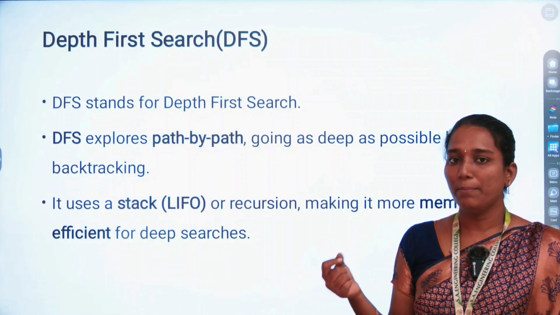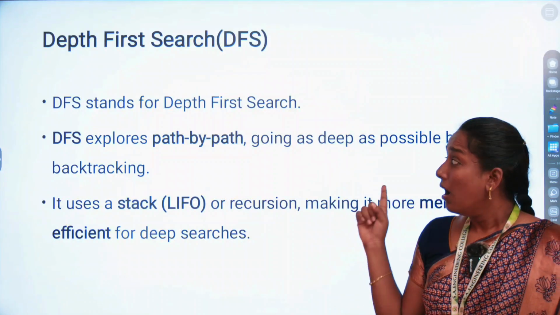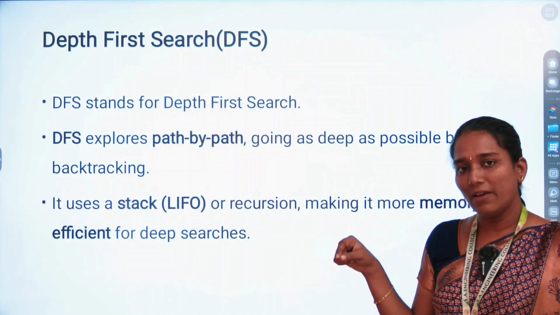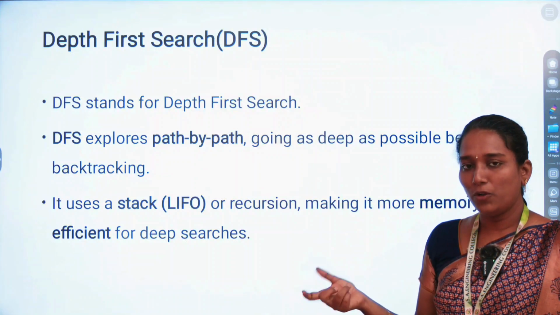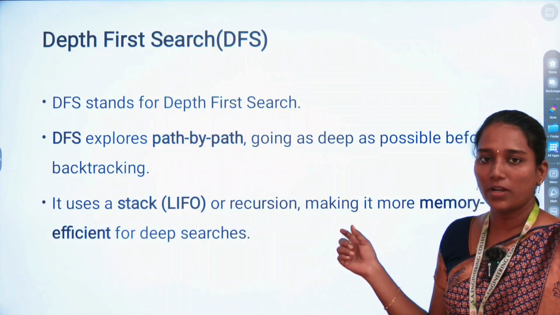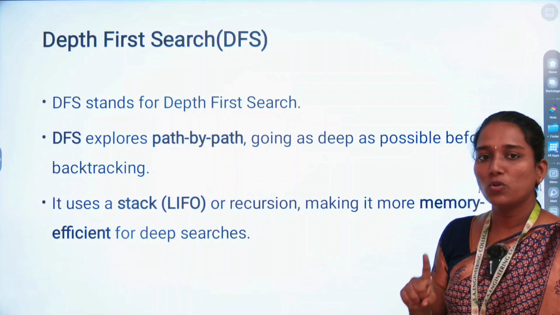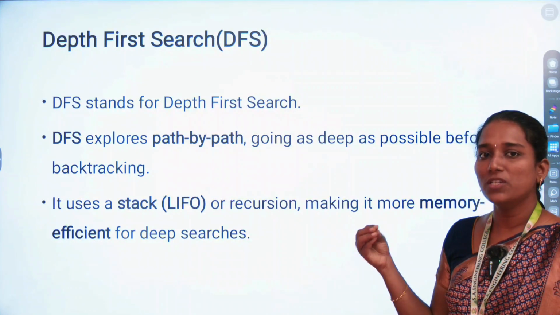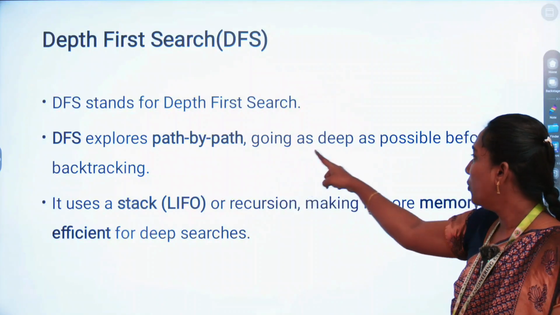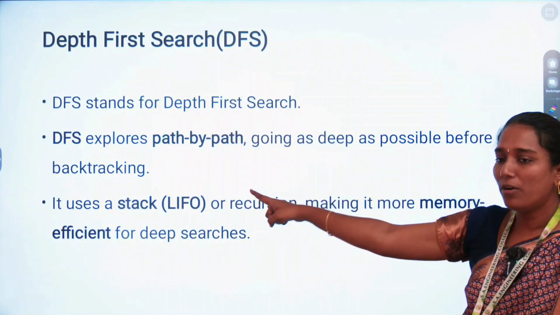In BFS, one node explores level by level, which means it might explore 2 nodes or 3 nodes in that way, whereas DFS does not explore in that way. It explores only one node at a time. It goes into a very deep path. So DFS explores path by path, going as deep as possible before backtracking.